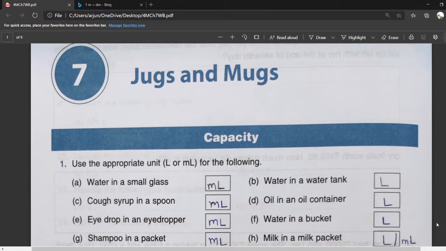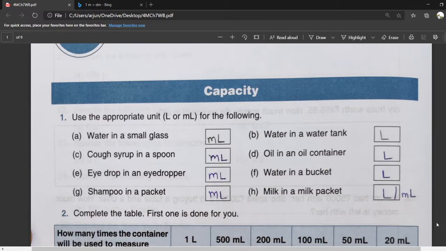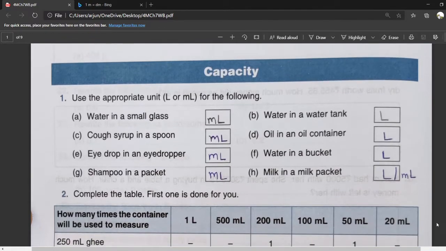Chapter number 7, Jugs and Mugs, workbook questions. Now we will solve some of the questions related to capacity. We will convert the unit. Use the appropriate unit, liter or ml, for the following. In this, statements are given, and we have to say whether the quantity is measured in liter or ml. So, the first question is water in a small glass.